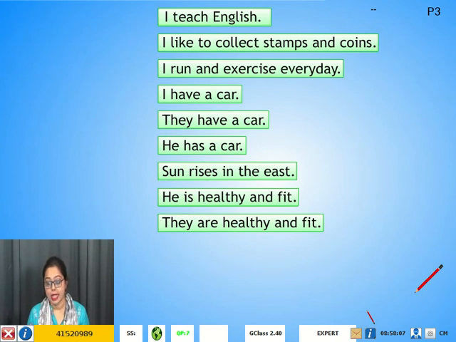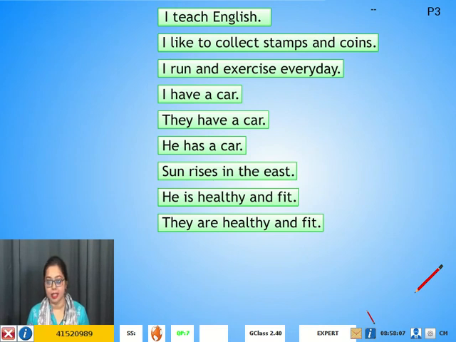I have a car. They have a car. He has a car. Sun rises in the east. He is healthy and fit. They are healthy and fit. So once again, I would like to repeat the sentences.